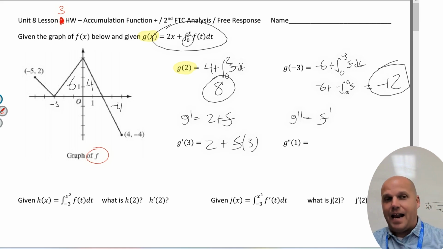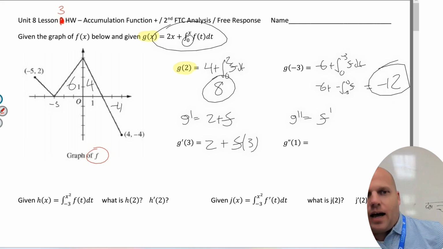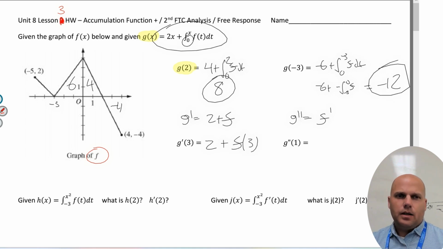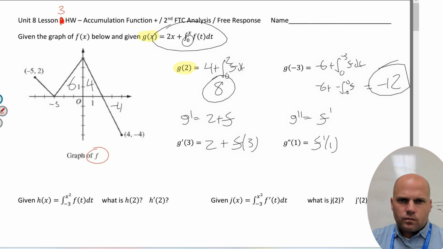How many of you actually got that? It's tricky. You have to think about it. -3 to 0 is 6. This would be -6, -12. Slope, I go down 4 over 2, so it's -2. This is the slope of f. This is f, so that's the y value of f.